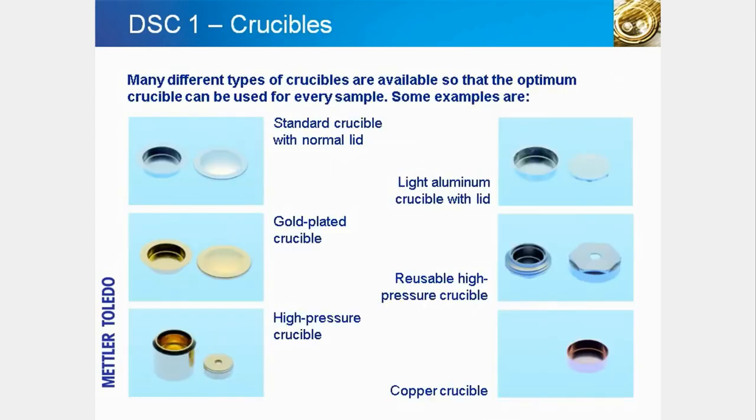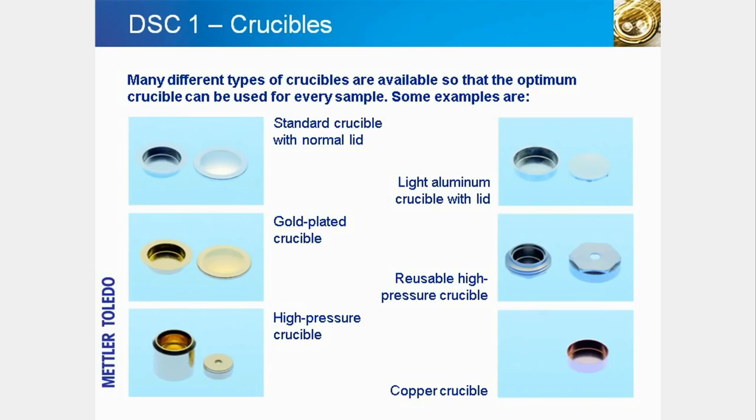For quantitative heat flow measurements, the crucible containing the sample must have excellent thermal conductivity and be in optimum contact with the sensor. Thus, the geometry of the crucible and the material used are very important irrespective of the kind of sample that is measured. Mettler Toledo offers different types of crucibles to suit different sorts of samples. Some of the most commonly used crucibles are shown in the slide.